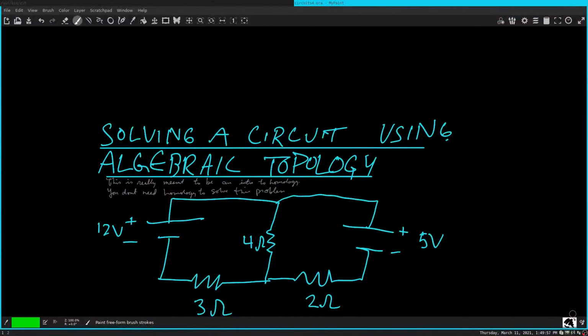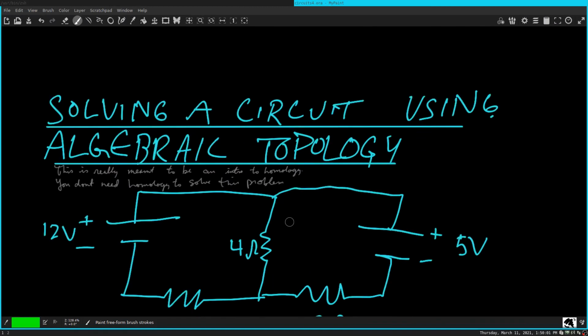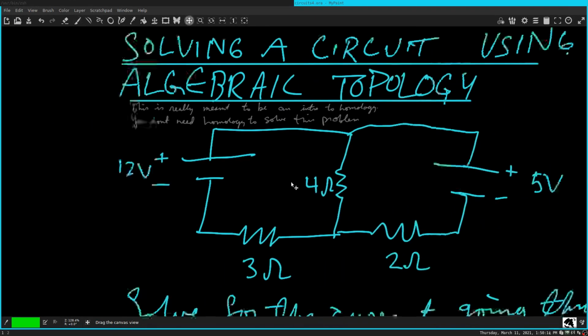Hello, this is solving a circuit using algebraic topology. Really, this is meant to be an intro. Let's move my microphone up. This is meant to be more of an intro to homology, algebraic topology. You really do not need algebraic topology to solve this problem. It's a very simple problem.